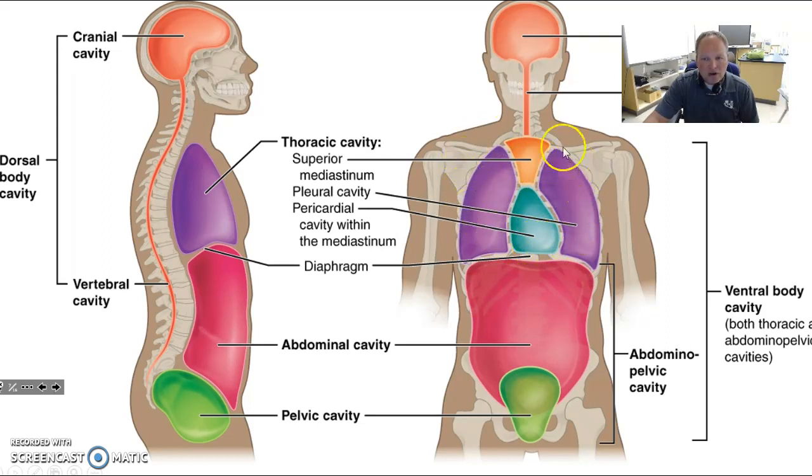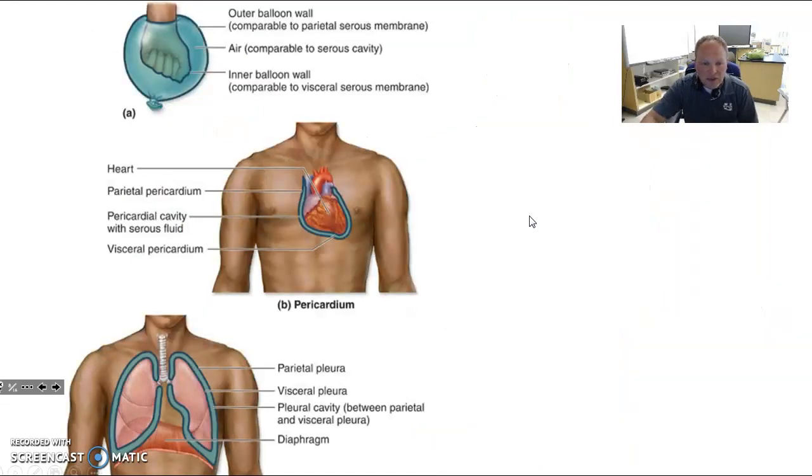All of these four are in my thoracic cavity. I'm not worried about the red because that's my cranial and my spinal, which are in the back. So now we're focusing on the ventral cavities on the front. So let's go ahead and look at these four cavities for the thoracic cavity.